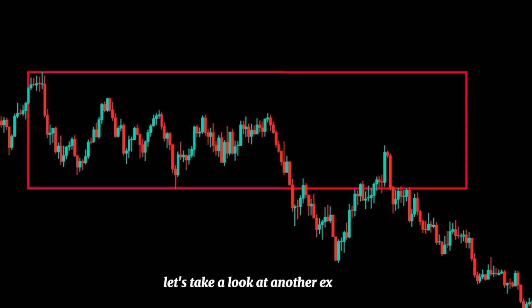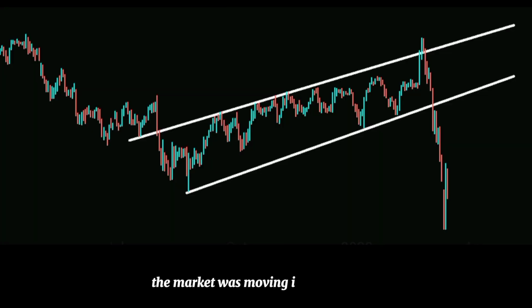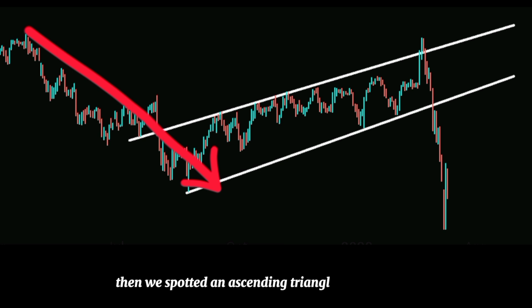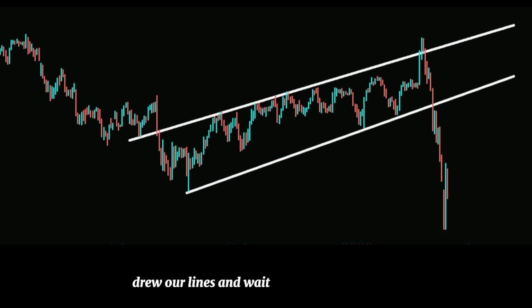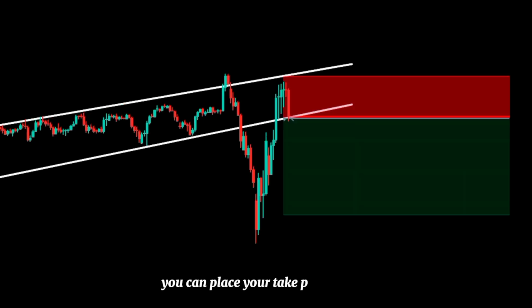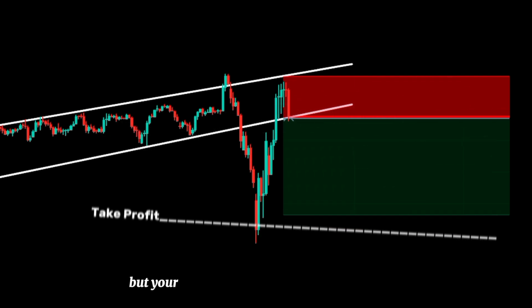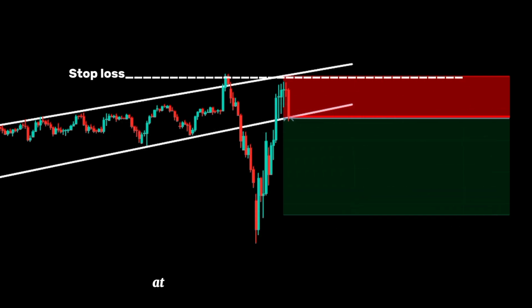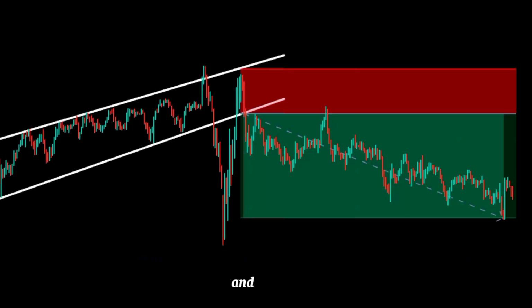Let's take a look at another example. The market was moving in a downtrend, then we spotted an ascending triangle chart pattern, drew our lines and waited for a clear breakout. After the clear breakout, the market retraces to the trade line as a big retracement move, in line with the set out rules, and then a momentum candle appears after one bearish candle, which qualified it for a trade. You can place your take profit target at any point of your choice, but your stop loss must always be just a tiny pip at the top of the big retracement candle. Don't place it much further than that. And that's it. The take profit got hit and the trade was successful.